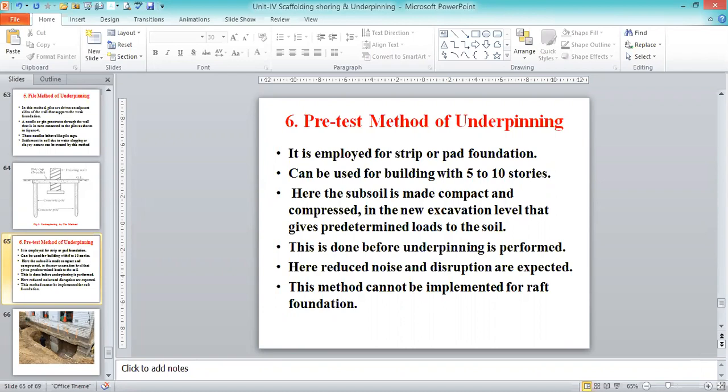Only for strip foundation, or the stepped foundation or isolated foundation footings, we are going to provide this precast method of underpinning. More stories will be there. This is prepared in advance, before we go for the underpinning excavation, and then we go for the precast method of underpinning, done by using concreting.